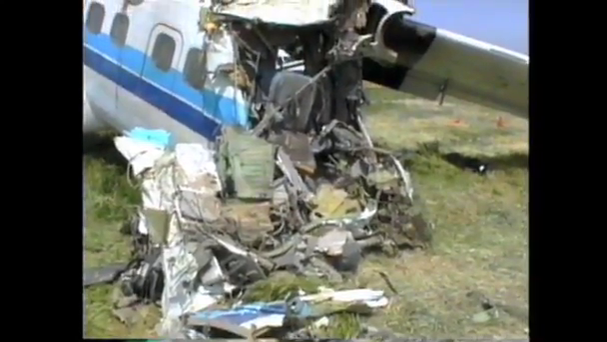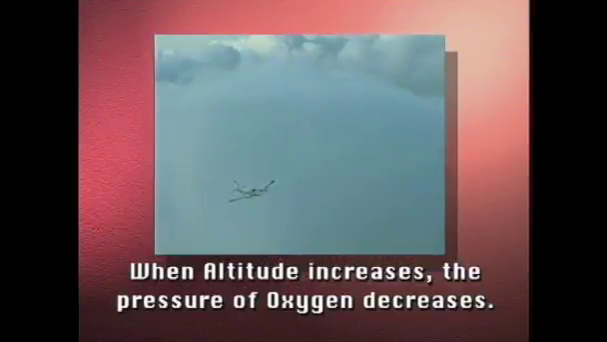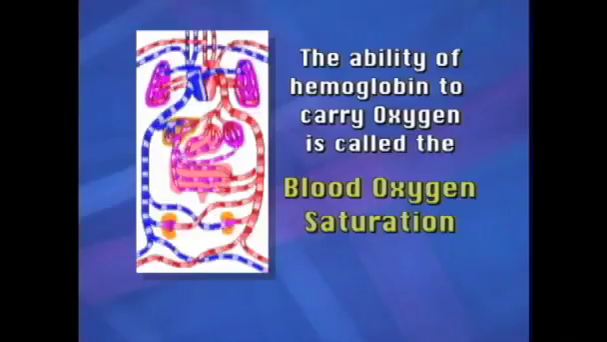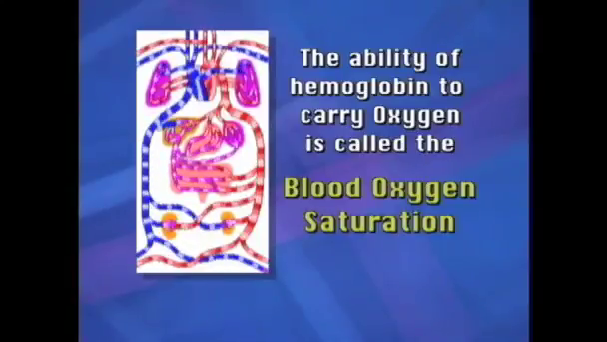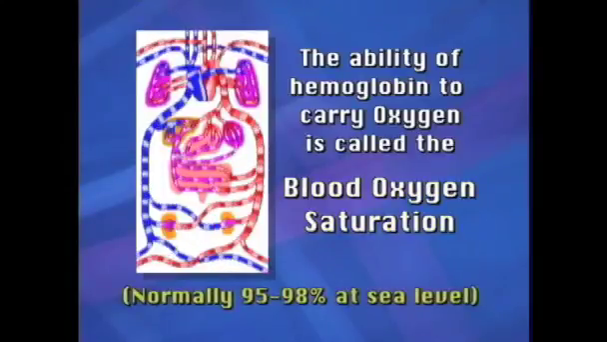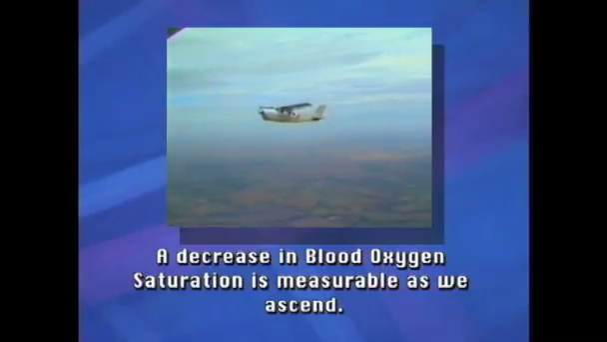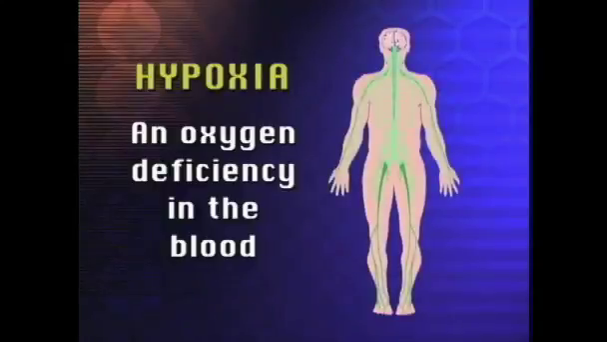Hypoxia is a known cause or contributing factor in aviation incidents and accidents. When altitude increases, the pressure of oxygen decreases, reducing the amount of oxygen carried in the blood. The ability of hemoglobin to carry oxygen is called the blood oxygen saturation, which is normally 95 to 98% at sea level. A decrease in blood oxygen saturation is measurable as we ascend. Hypoxia is an oxygen deficiency in the blood and affects every cell, especially the brain and nervous system.